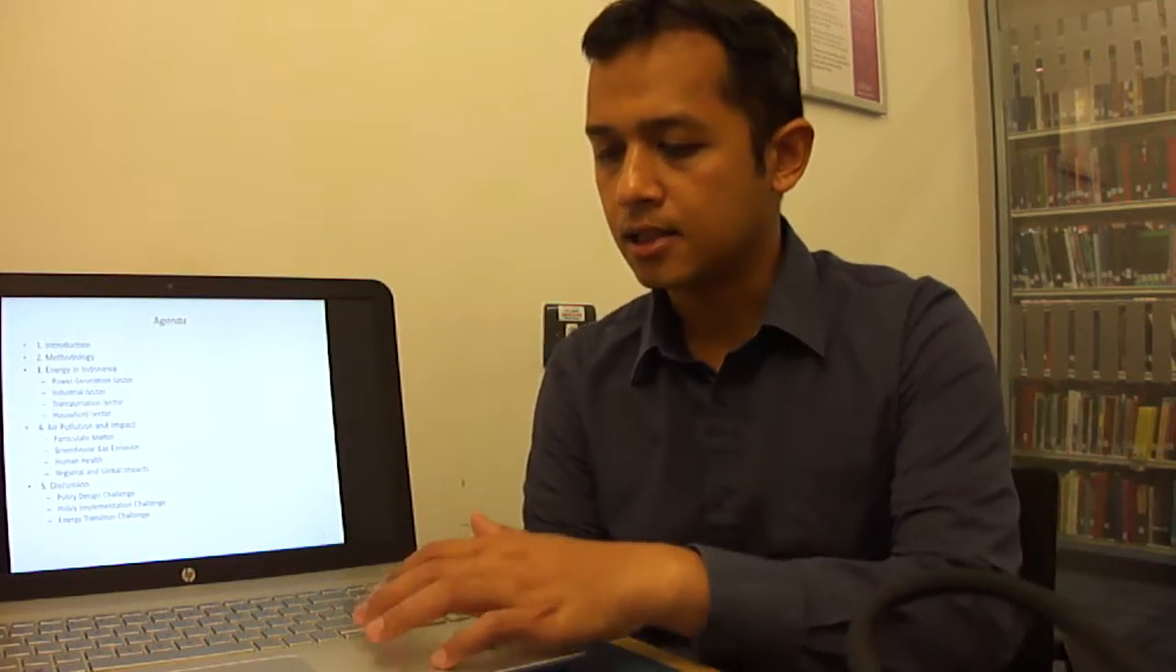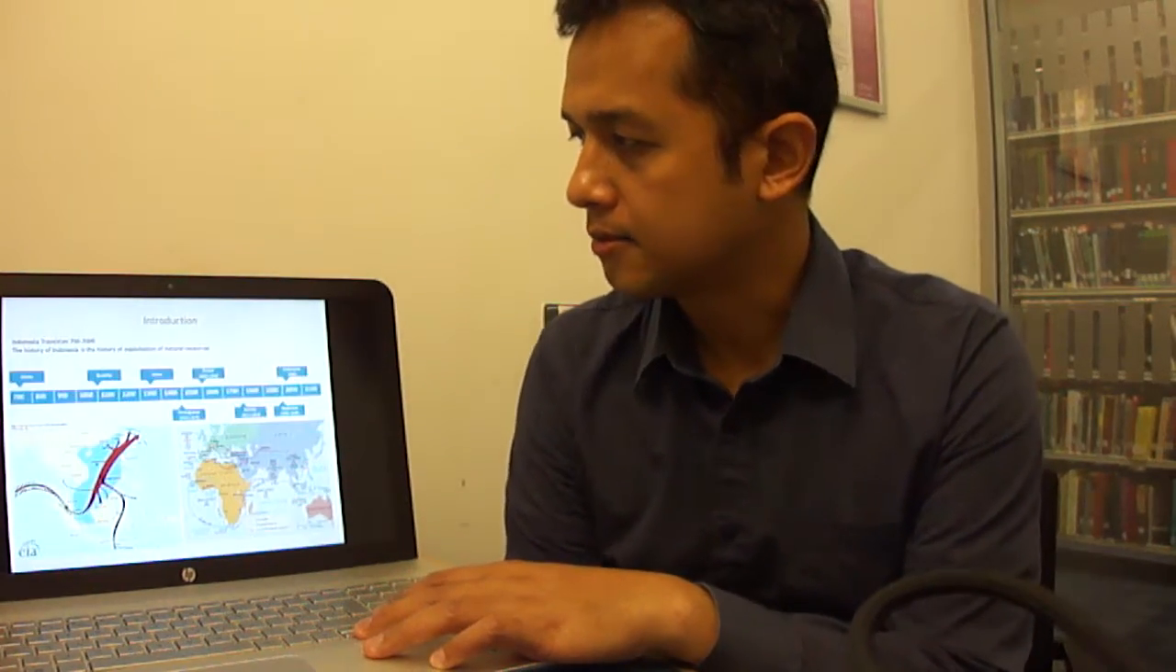The first is the introduction about the energy environment in Indonesia. The second is the methodology that I use. The third one is the description of the energy in Indonesia. The fourth one is the impact, especially in the aspect of air pollution and greenhouse gas. And the fifth aspect is the discussion on the policy based on the literature review.